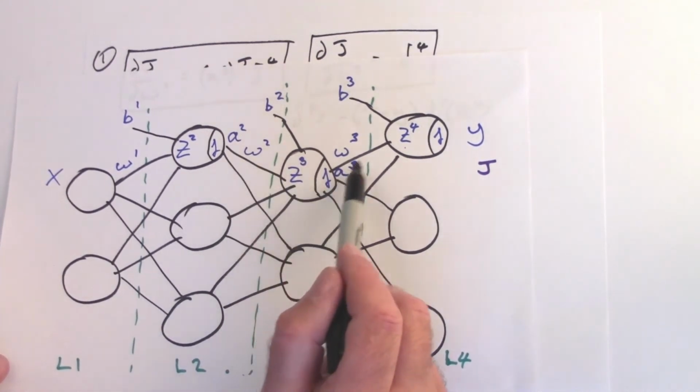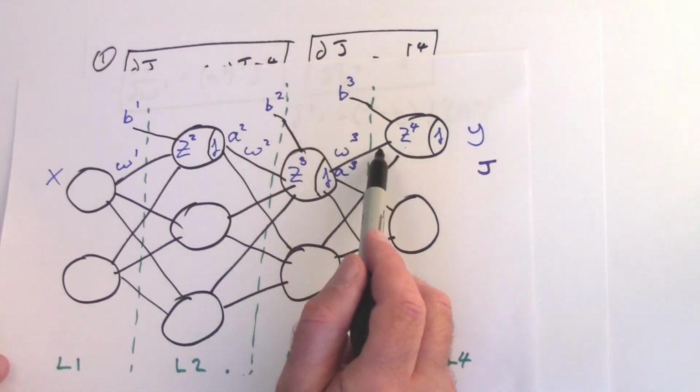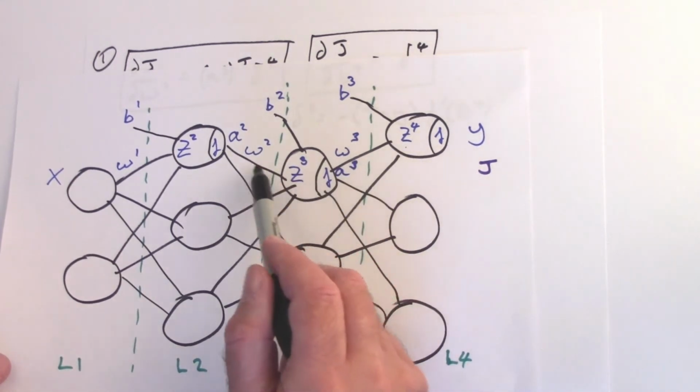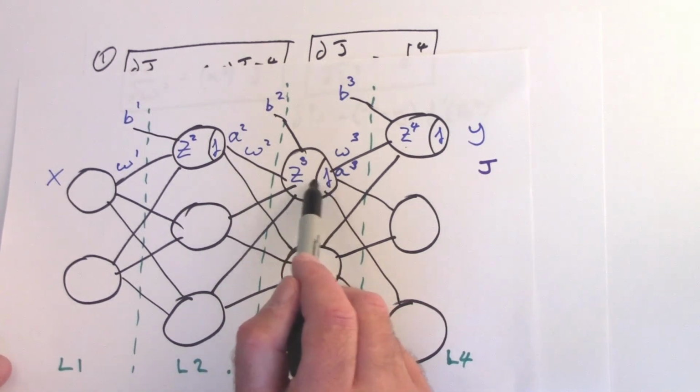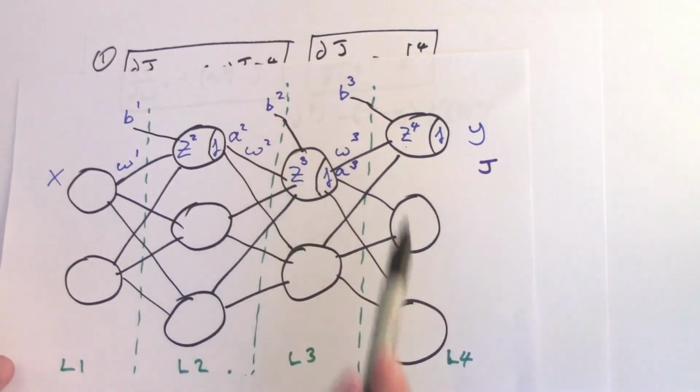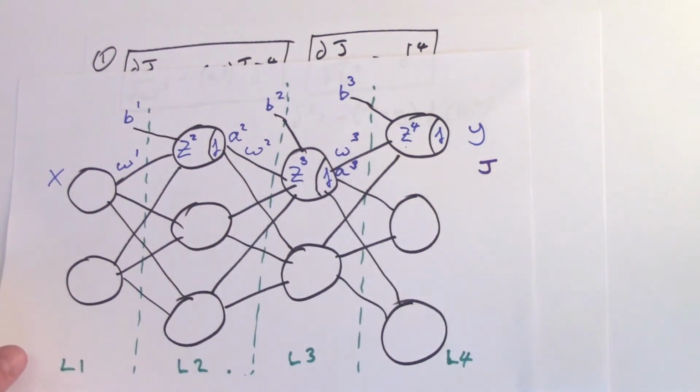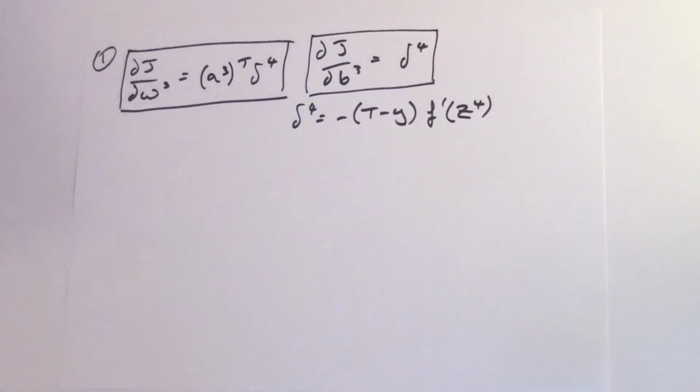And as you can see, we have to use the chain rule to get back here, and we've got another couple of dependent variables to handle, and we'll see how to do that next.